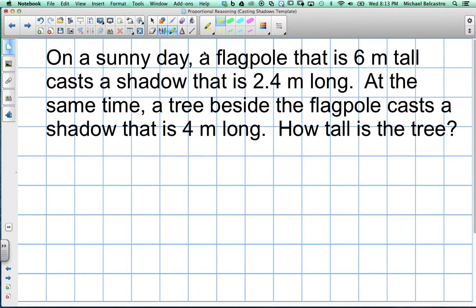Okay, so let's highlight flagpole stuff with yellow. On a sunny day, a flagpole is 6 meters tall. I assume it's that on a non-sunny day too. But its shadow is 2.4 meters long. So that's also very important to us.